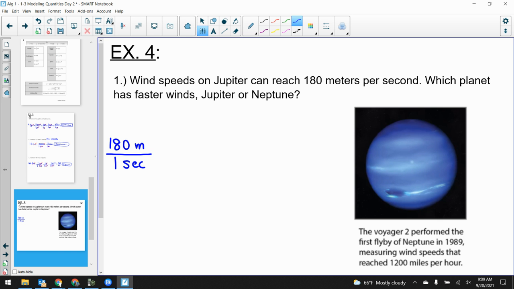Let's do one at a time. Let's change the meters into miles. Now, I'm going to do a fancy little conversion here. Let's change it into kilometers. How many meters in 1 kilometer? 1,000. That should be from science class.